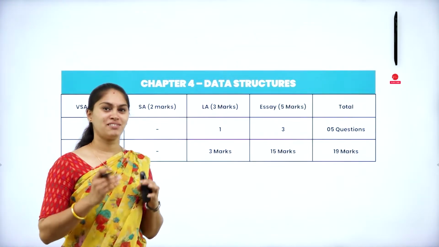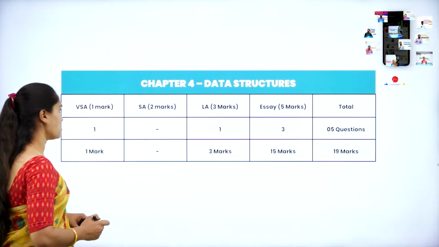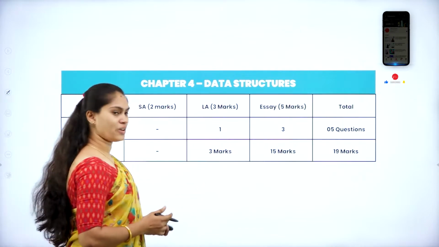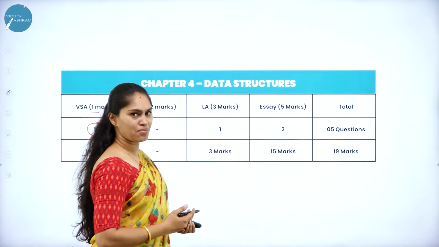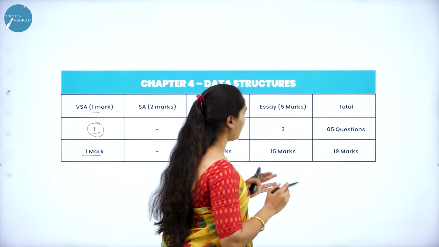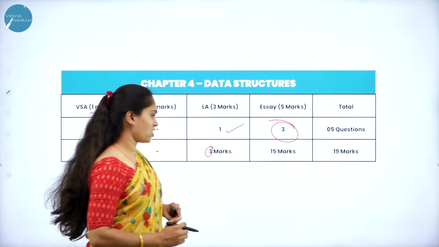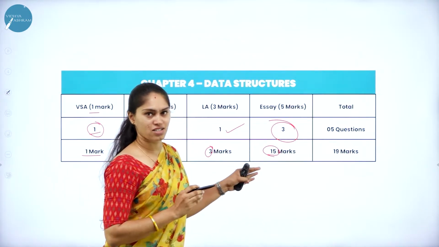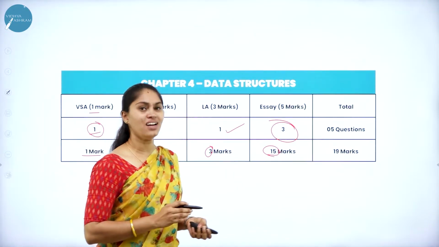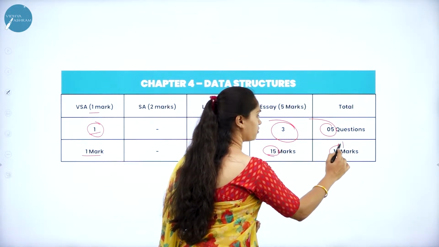We'll see the marks distribution from this chapter. If you study this chapter, surely you are going to get the most weighted marks. You are going to get one question for 1 mark. No need to worry about the 2 marks question. When it comes to the 3 marks, you are going to get one 3 marks question. And mainly you are going to get 3 questions in Part D, that is the 5 marks questions. Totally it will be for 15 marks. So you should never skip any of the 5 marks questions which come under this chapter 4 called data structure. Totally you are going to get 5 questions from this chapter and it will be for 19 marks.